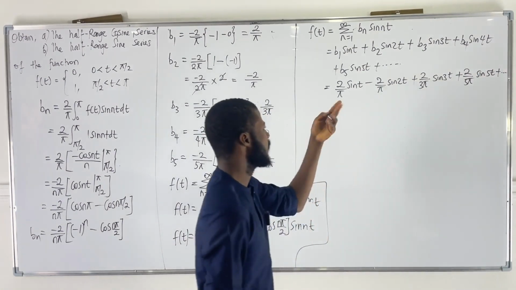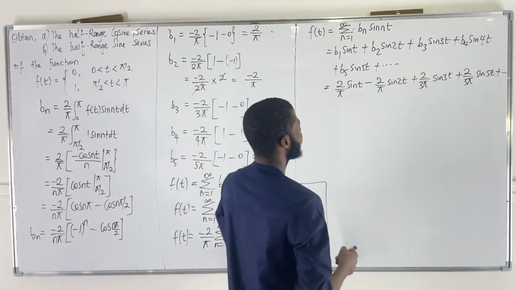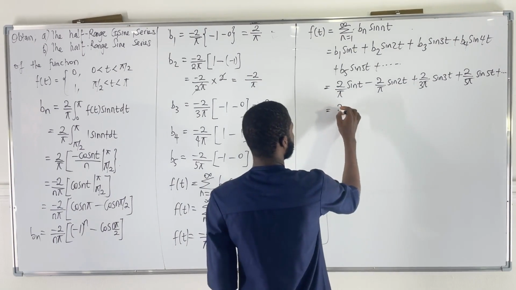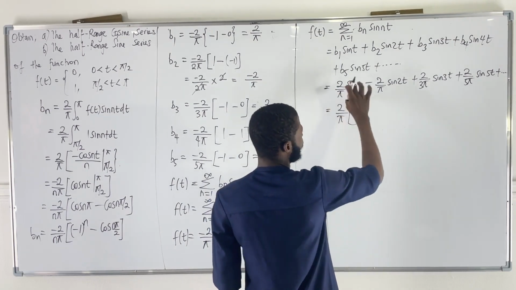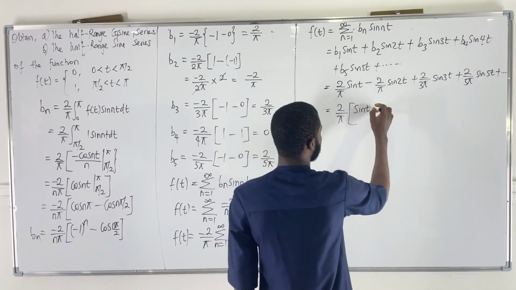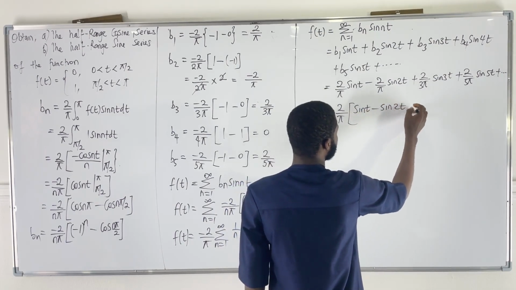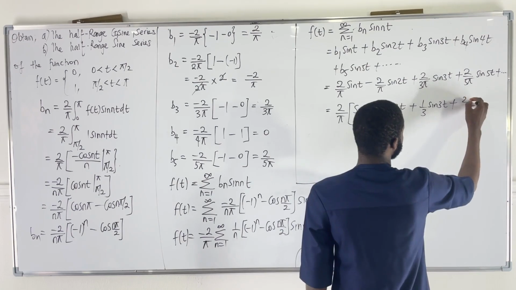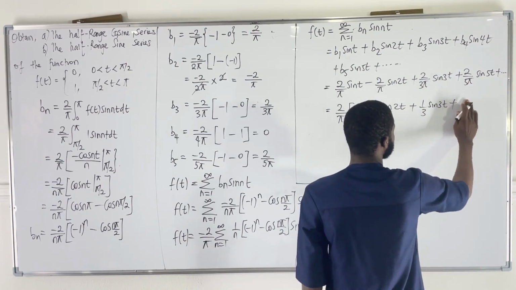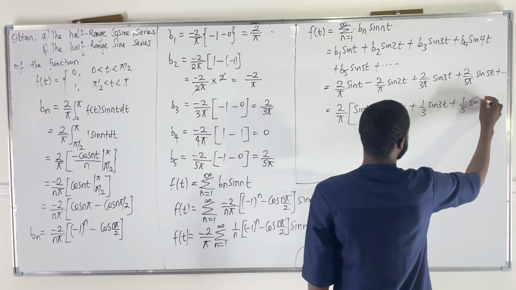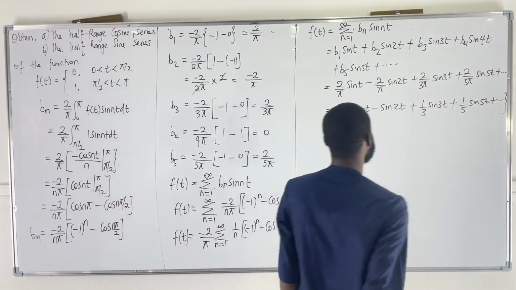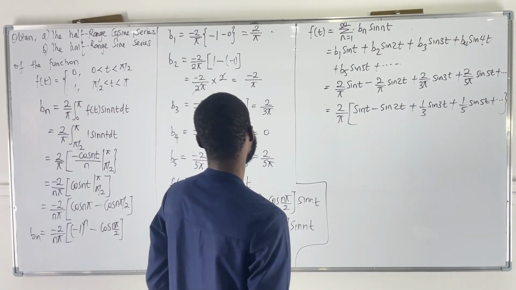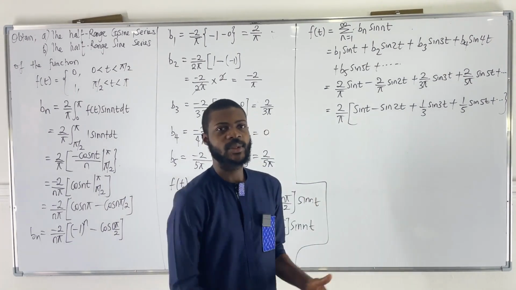Just like that. Though you can factorize because 2 over pi is common. So this will be 2 over pi into, when you remove all of the 2 over pi, sine t minus sine 2t plus 1 over 3 sine 3t plus 1 over 5 sine 5t, just like that. Okay, so this is what you have. That's looking kind of weird, but it's fine. So this will be the answer to our problem.